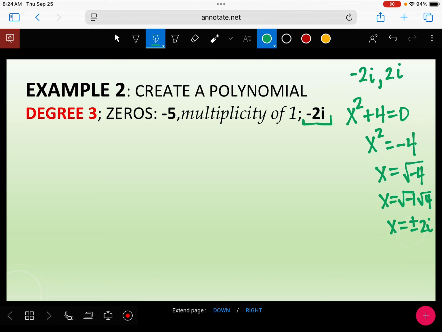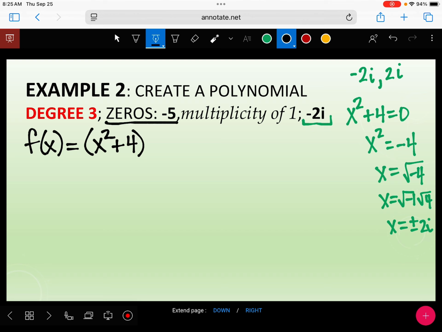So if I have a 0 at negative 2i, that means I have a factor. So I have f of x equals, and then my first factor is x squared plus 4. But then it also tells me that I have a 0 at negative 5. So what factor gives me a 0 at negative 5? x plus 5, good. And it's telling me that that factor has a multiplicity of 1. So I don't need to square it.